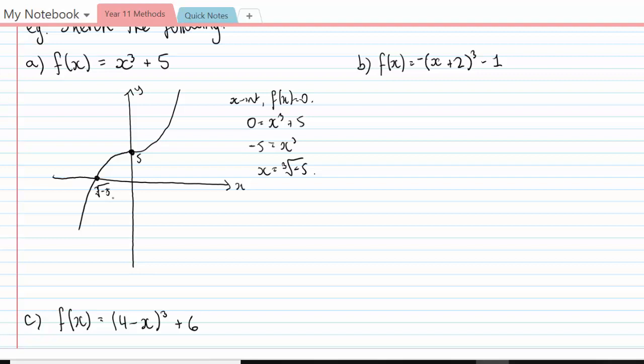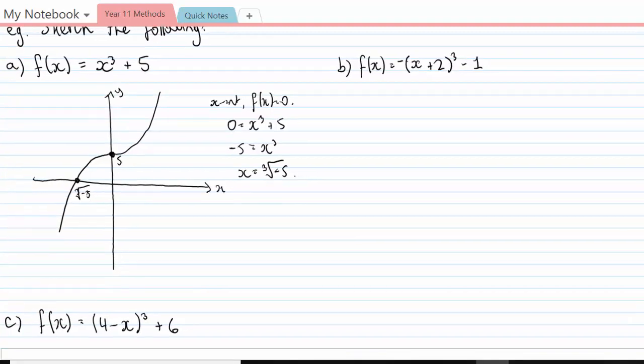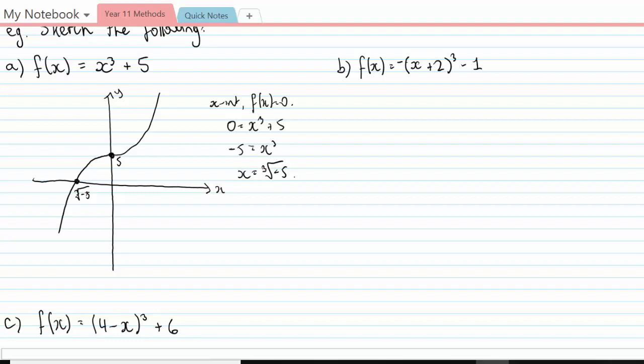And, well, there we have it. Now, you can use your calculator to convert that to a decimal value if you want to, but I would say that it's probably not really all that necessary, because I haven't put a scale on the axes anyway, so it doesn't really matter.